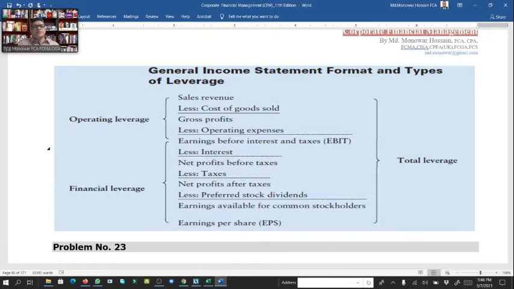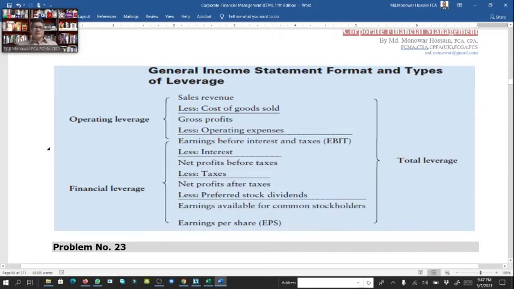So here, for operating leverage we calculate sales revenue, from which we have to subtract cost of goods sold, then we will get gross profit. And from the gross profit we have to deduct operating expenses. Then we'll get earnings before interest and tax. So this portion is operating leverage, how operationally to increase the value within the organization.